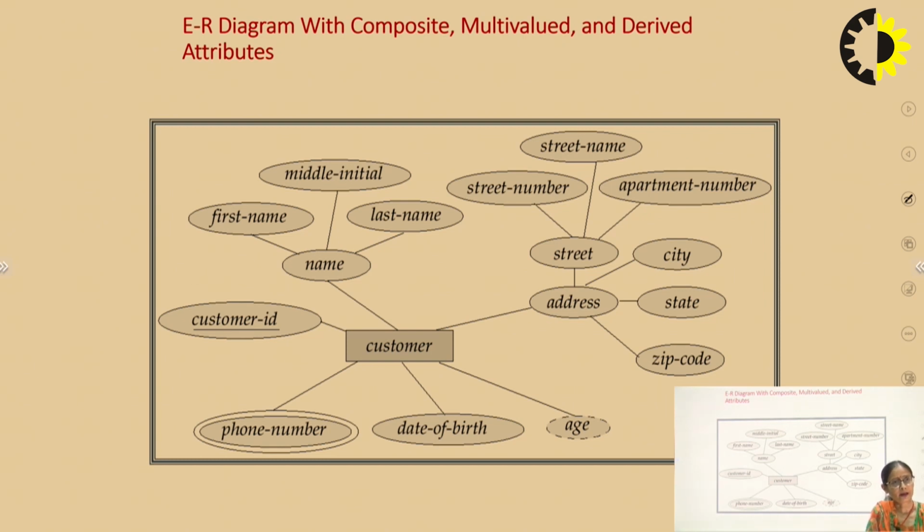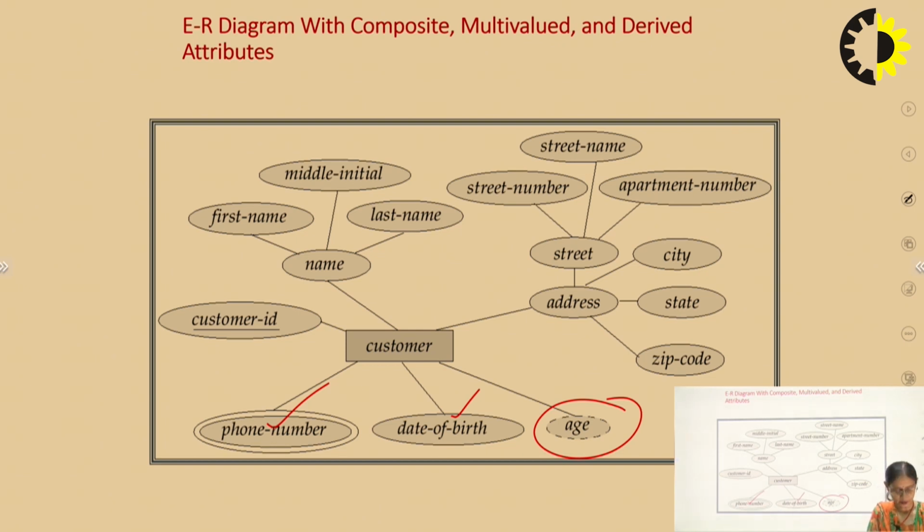So this ER diagram is showing the composite, multi-valued, and derived attributes. Here, this is your multi-valued attribute, and how have we shown the multi-valued attribute? With the help of double ellipses. Date of birth is my normal attribute. In this case, age has been shown with the help of a dotted line. So this is my derived attribute.